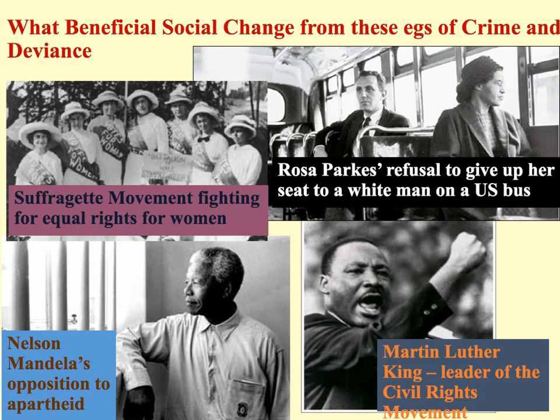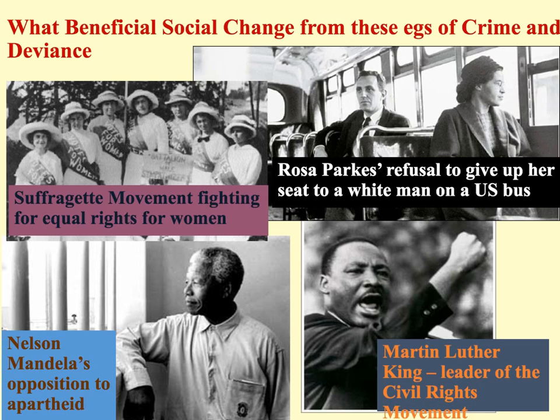Thinking about more recent social change, what can you think about these different cases, and can you annotate on your PowerPoint what beneficial social change came from these examples of what was considered crime and deviance? So you've got the suffragette movement, who were famous for fighting for equal rights for women, in that they were seen as criminals, they were seen as mentally ill, their ideas were seen as completely deviant for the society at the time. So how do they create positive social change?